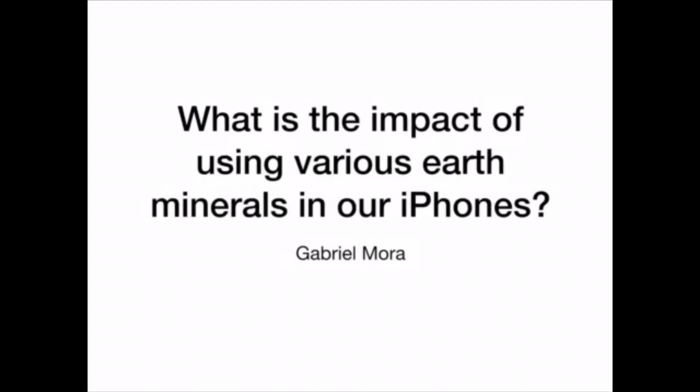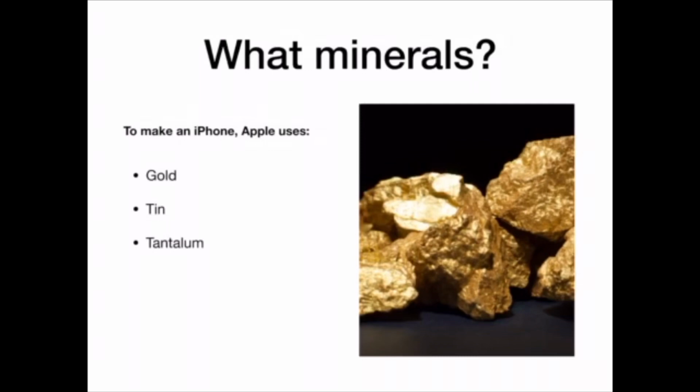What is the impact of using various earth minerals in our iPhones? What minerals does Apple use? To make an iPhone, Apple uses gold, tin, and tantalum. Out of these materials, gold can be found in South Africa, South America, and the USA. Tin can be found in China, Indonesia, and South America, while tantalum can be found in Australia, Brazil, and Central Africa. All of these minerals are found in mines.